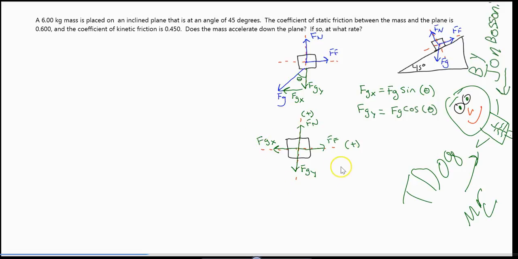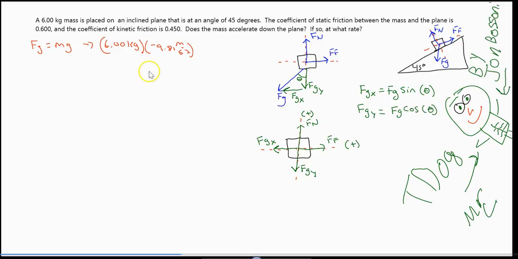Now that I have everything broken down, I can separate into my x-axis and my y-axis, and I can start writing down everything I know. Well, first of all, I'm not given a weight. I'm given a mass. So I need to find my weight. I'm going to multiply my mass times my acceleration due to gravity, 9.81 meters per second squared.